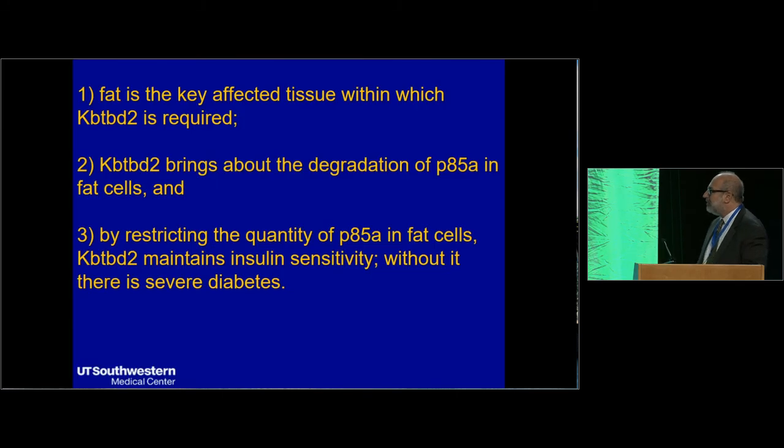So I've shown you that this mutation principally affects fat. KBTBD2 is required for insulin sensitivity of fat. KBTBD2 brings about the degradation of P85 alpha in fat cells, and if we restrict the quantity of P85 alpha in fat, then KBTBD2 will maintain insulin sensitivity. Without it, there's severe diabetes.